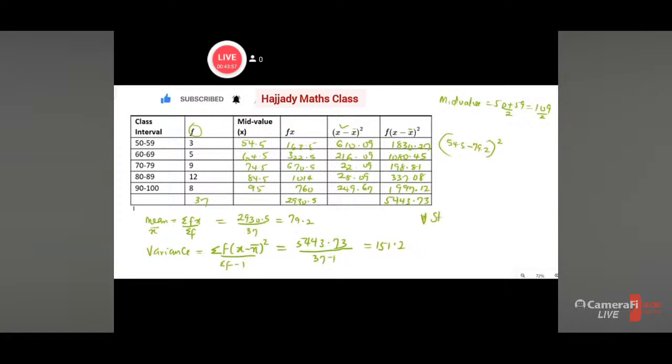So our standard deviation, from the last video, we know that our standard deviation, SD, is the same thing as square root of our variance, which is the same thing as square root of 151.2, and my standard deviation is going to be 12.3. So that is it for the grouped data.